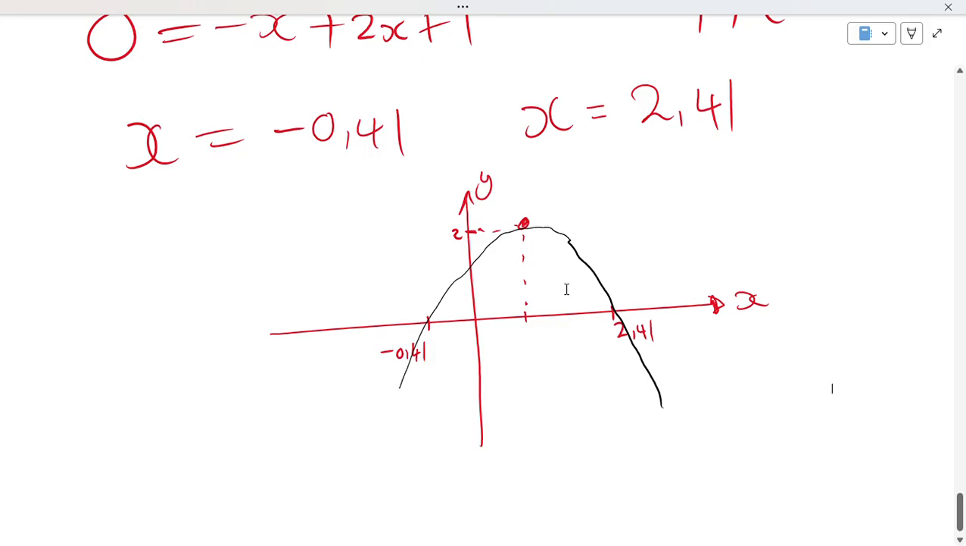Right? Okay. And then they ask, what is the coordinate here? The y-intercept there, what is it? The y-intercept is 1. Do you see now how simple it is? Okay.